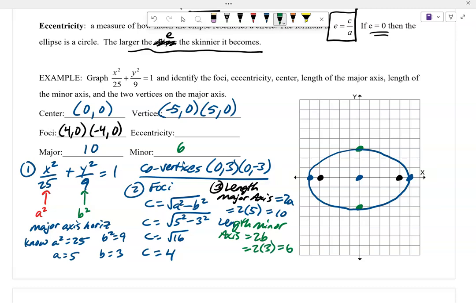Our eccentricity, in other words, how elongated it is, the eccentricity equals C over A. So here our C is 4, our A is 5, so 4/5 or 0.8 is our eccentricity, 0.8. Focus, focus, there's our center, co-vertex, vertex, vertex.